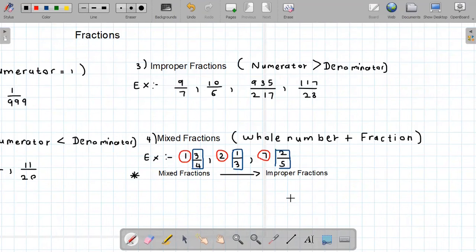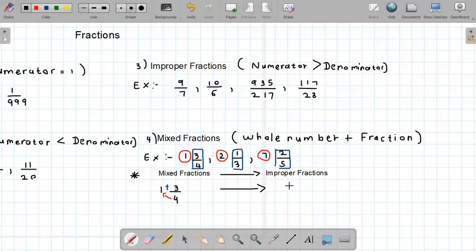So I will take a mixed fraction. The first one, 1 and 3/5? Right? So how am I going to turn it into an improper fraction? First, I am going to multiply these two numbers, 4 into 1. So what is the answer? 4 into 1 is 4. Then I am going to add that number to the number 3. 4 plus 3, 7. Right?